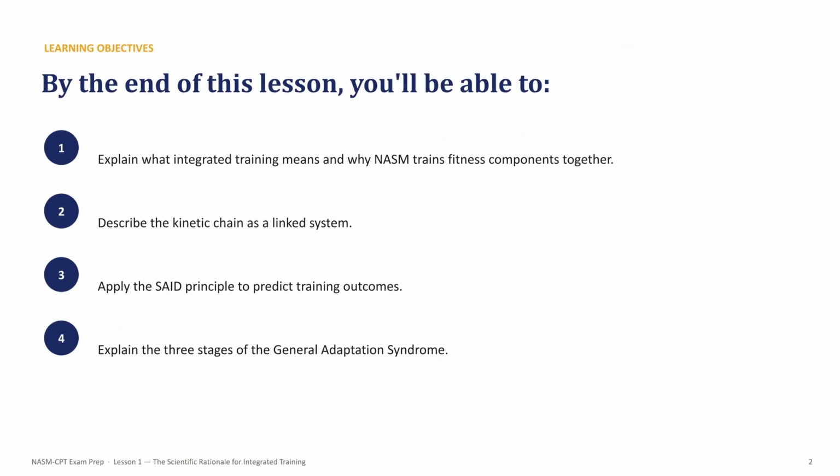By the end of this lesson, you'll be able to do four things. First, explain what integrated training means and why NASM trains fitness components together rather than separately. Second, describe the kinetic chain as a linked system. Third, apply the SAID principle to predict training outcomes. And fourth, explain the 3 stages of the General Adaptation Syndrome. Keep these 4 in mind as we go. They're the backbone of this entire lesson.